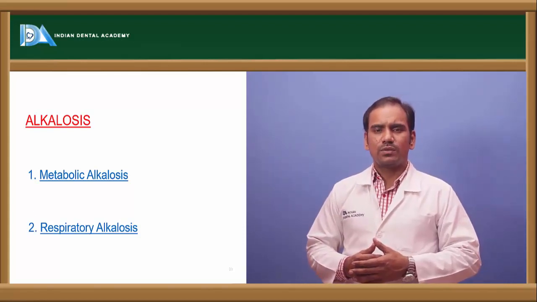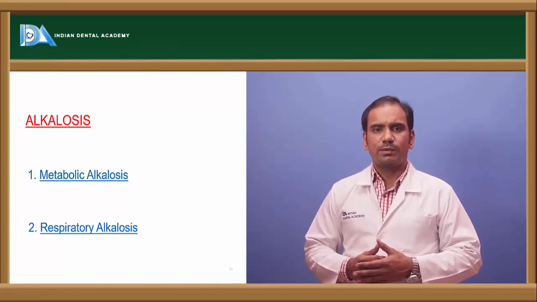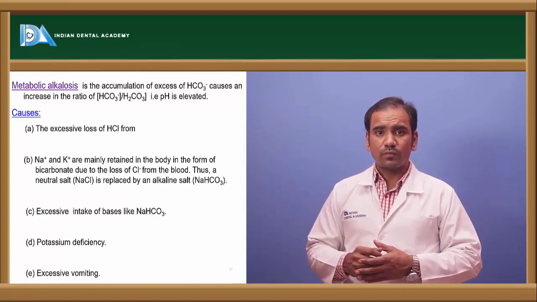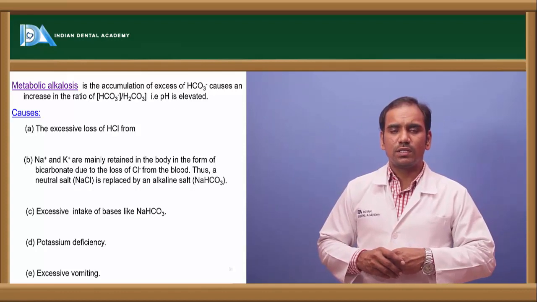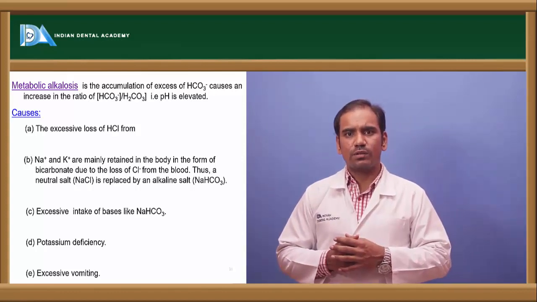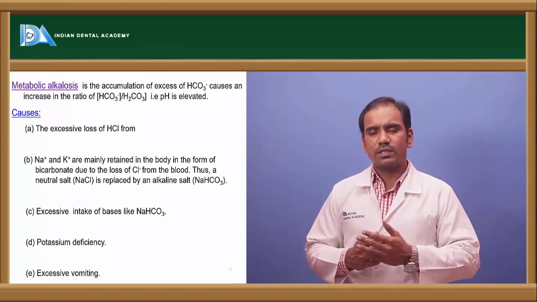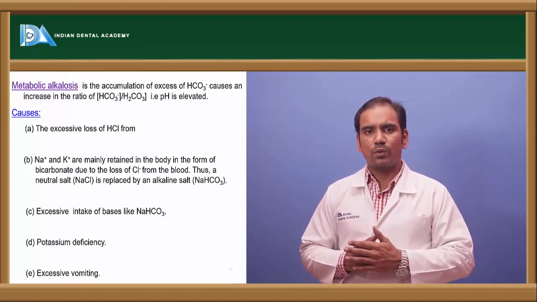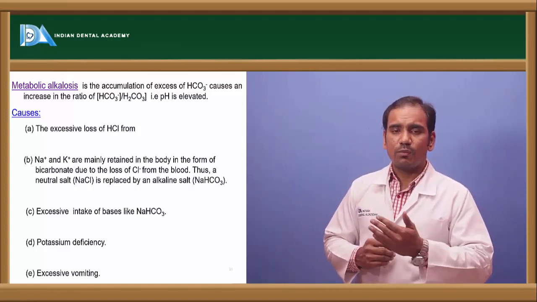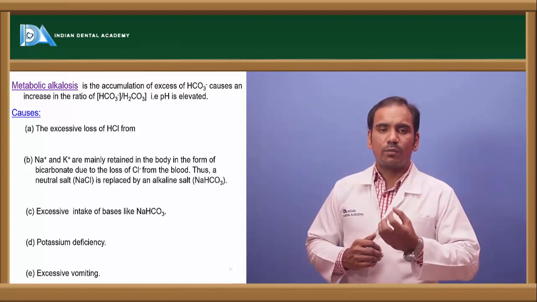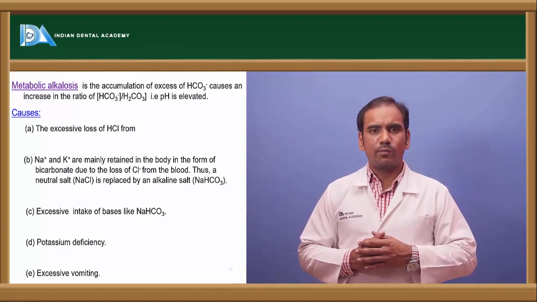Coming to alkalosis, we have two types again. Those are metabolic alkalosis and respiratory alkalosis. So what is metabolic alkalosis? The primary defect in metabolic alkalosis is deficiency of carbonic acid. So why is there deficiency of carbonic acid? The acid component is low and the base component is more. The ratio of bicarbonate to carbonic acid is increased. So there is more bicarbonate than carbonic acid.